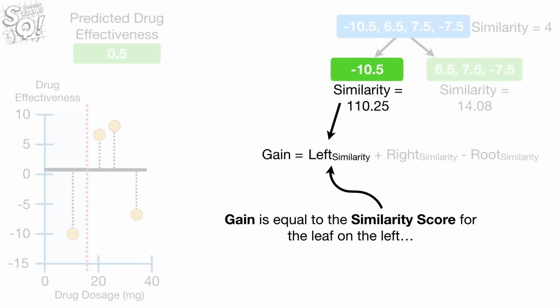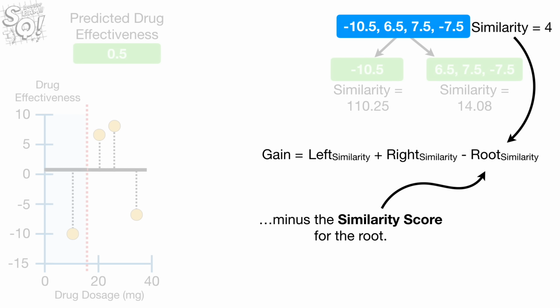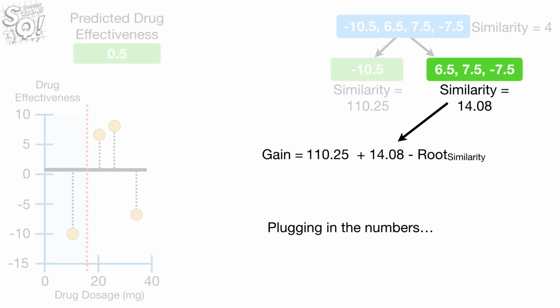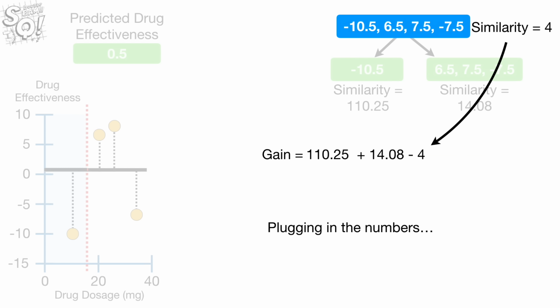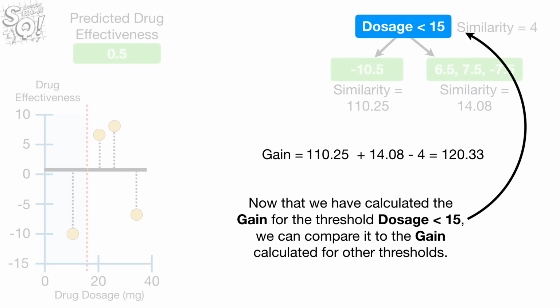Gain is equal to the similarity score for the leaf on the left plus the similarity score for the leaf on the right minus the similarity score for the root. Plugging in the numbers gives us 120.33. Small bam. Now that we have calculated the gain for the threshold of dosage less than 15, we can compare it to the gain calculated for other thresholds.